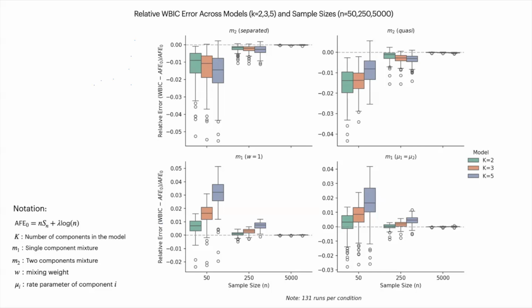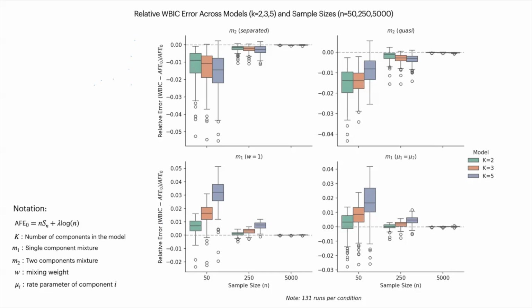But something interesting you're going to see, WBIC is clearly biased. So just to explain the charts quickly, the first column is the case where the data generating process is two components. This is why it's called M2. It's well separated, which is why it has this separated annotation. And we're comparing the WBIC against the F0 estimates under different models, so we're using a two-component Poisson mixture, or 3 or 5.